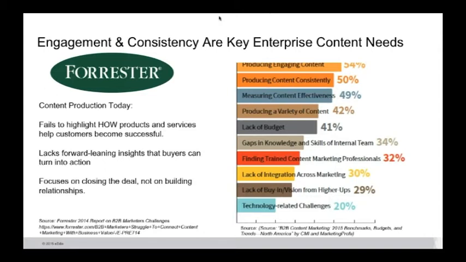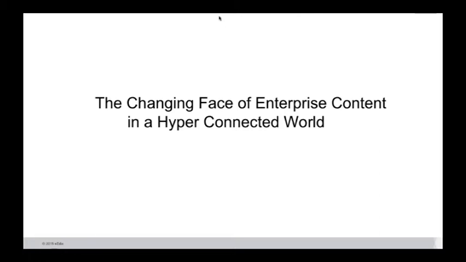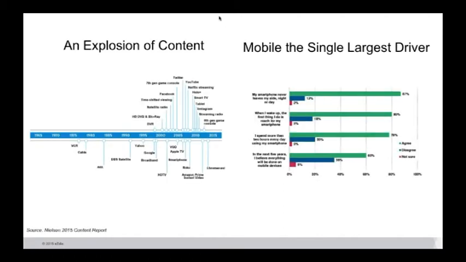The other data point that we have here is from an analyst house, which says that content production today is lacking in a few ways. One of the biggest is it fails to highlight how products and services are helping customers to become successful, right? And it is not proactive in the sense that it's not giving forward-leaning insights. And that's where we talk about all the suggestive and predictive intelligence as well. And it's more focused on closing deals and not building relationships, right? So you see how the whole landscape of content is changing, but then there are some gaps that we are noticing.